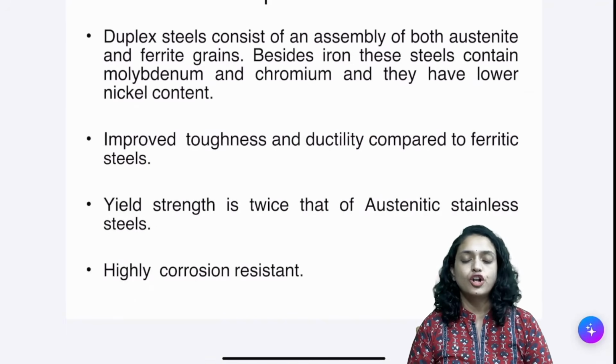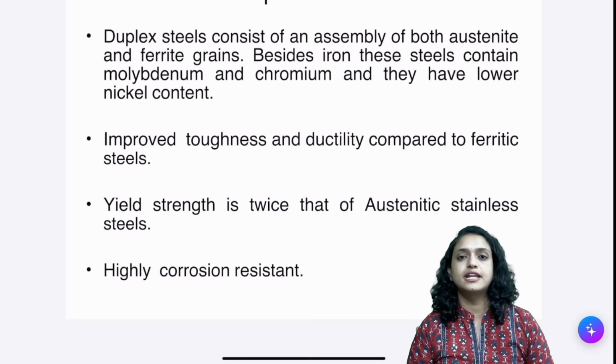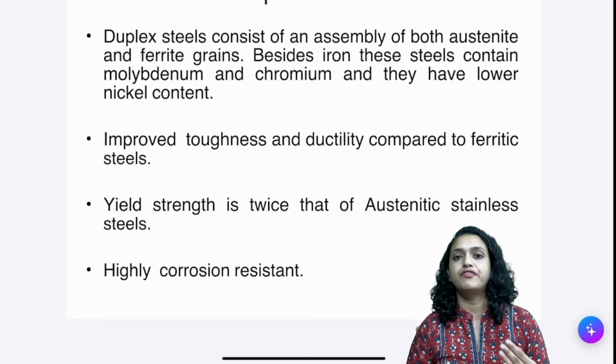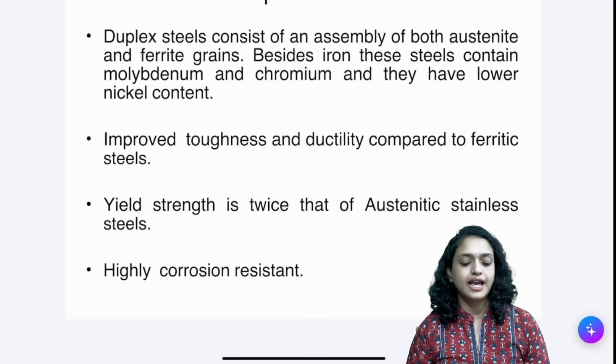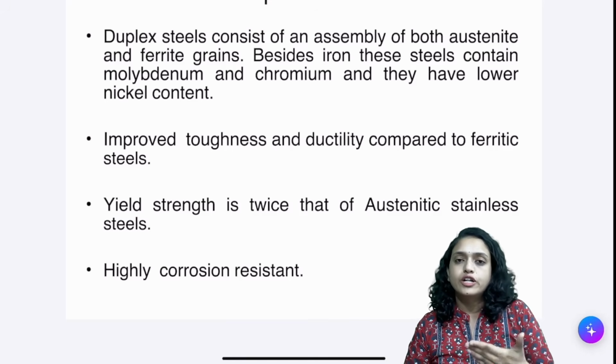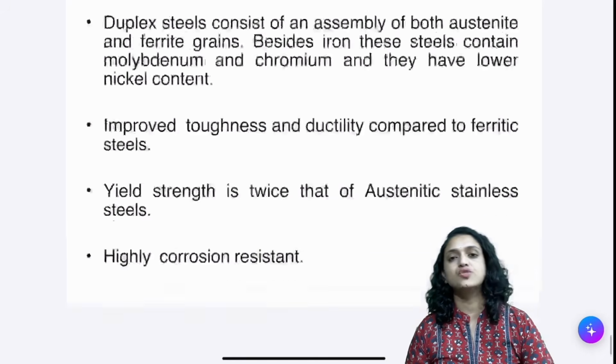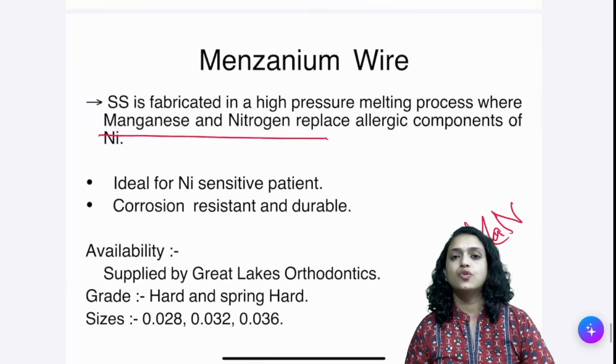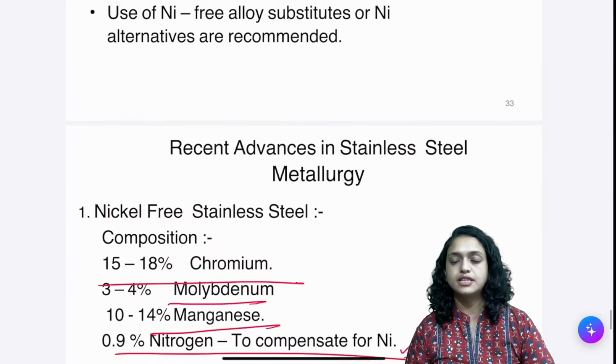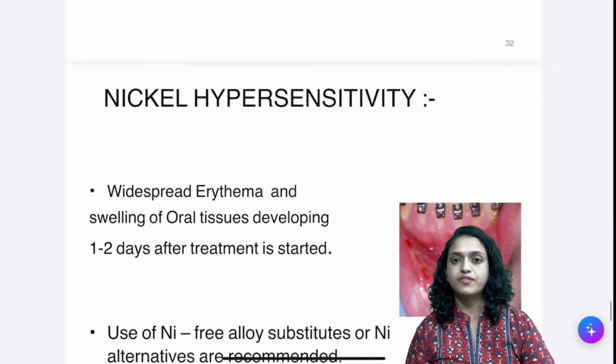And there is something called duplex steel. It is an assembly of both austenite and ferrite grains. They have more molybdenum and chromium and lower nickel content, and they are highly corrosion resistant. So these can also be used as an alternate for patients who have nickel sensitivity. So these are some advances in stainless steel to prevent nickel sensitivity.